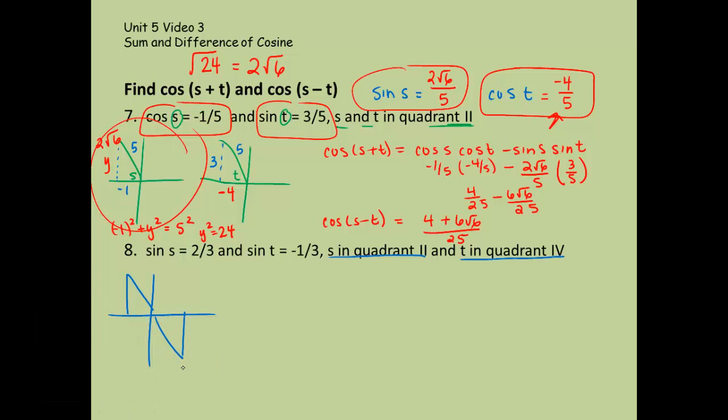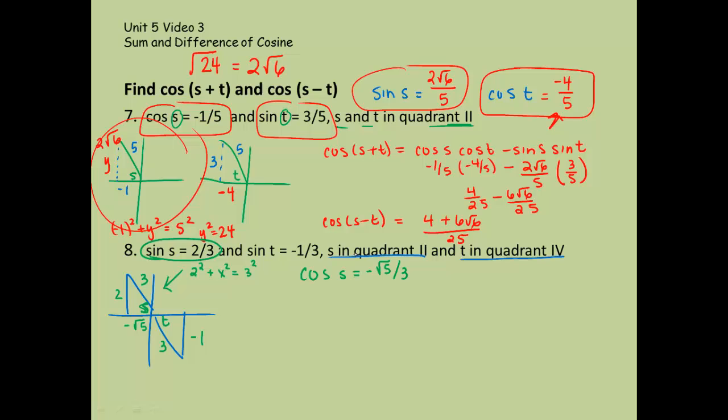So let's use sine of S over here is 2 over 3, and T is -1 over 3, my hypotenuse. So I need to find my other values. And I'm going to use the Pythagorean theorem on both situations. So my Pythagorean theorem for this triangle will be 2 squared plus x squared equals 3 squared, which will be 9 minus 4, or negative square root of 5. And I'm using the negative because it's in the negative x direction. So that makes the cosine of s equal to negative root 5 over 3.